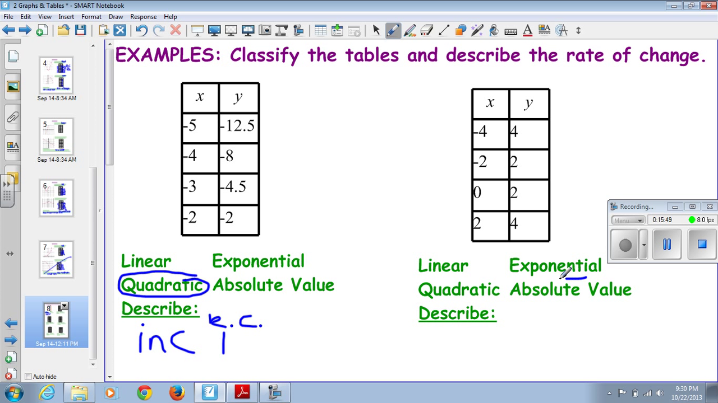We have an absolute value table over here. If you notice our rate of change, we are going down by 2. Then there's no rate of change. And then we go up by 2. I should say we're going up by 2 each time. And then it changes back. So we have an absolute value table there.